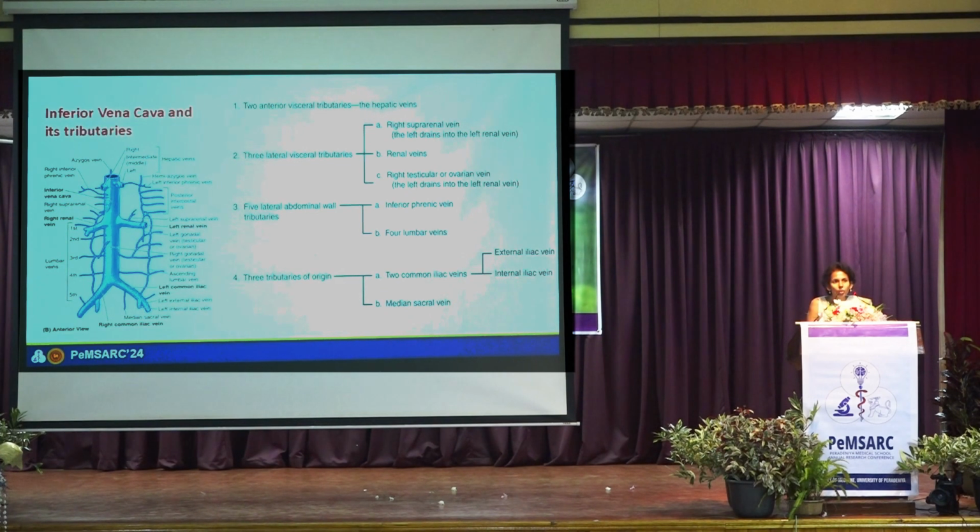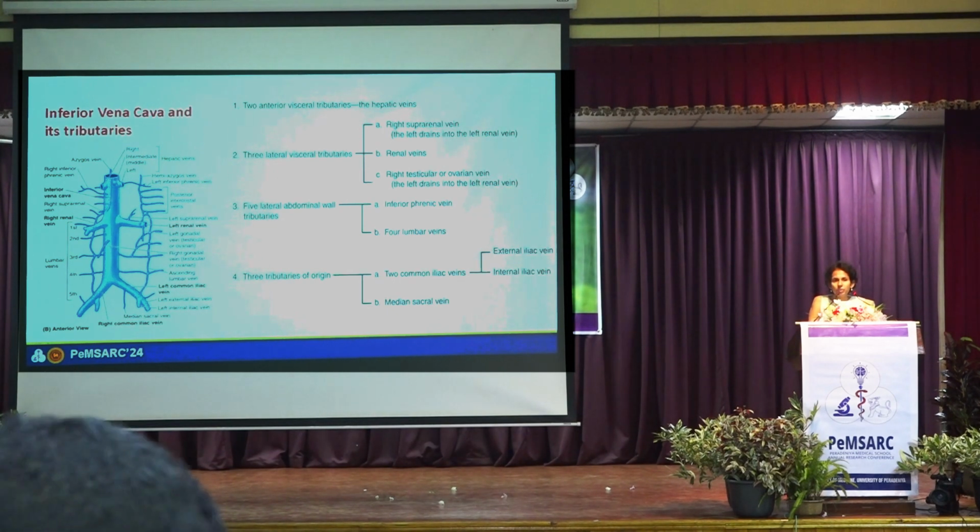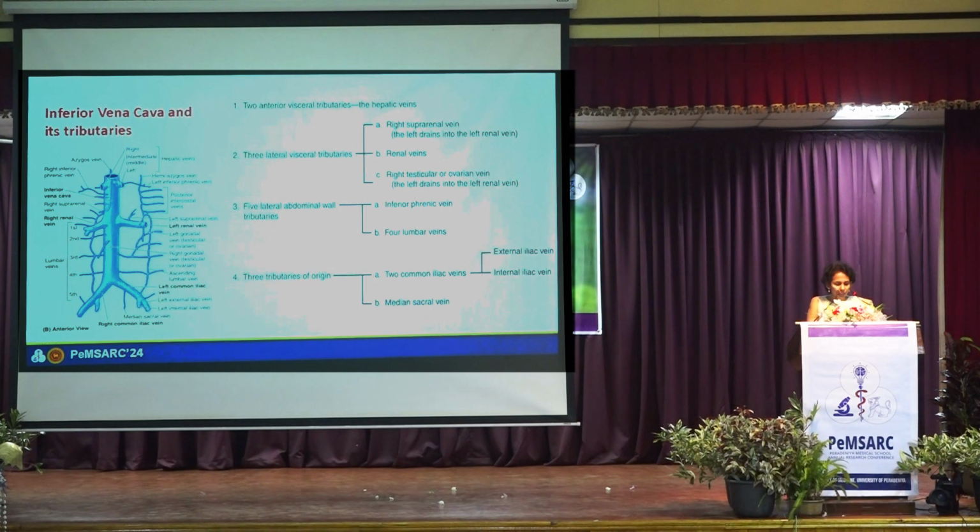If you look into your cadaver at the anatomy dissection hall, very carefully you will be finding those variations. Then there are 5 lateral abdominal wall tributaries. What are those? Inferior phrenic vein and 4 lumbar veins. Then there are 3 tributaries of origin. The main 2 common iliac veins, then the median sacral vein.